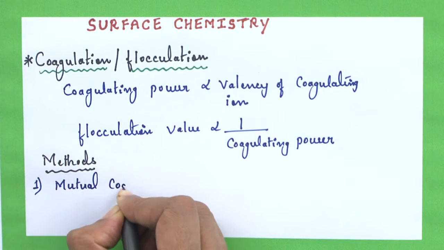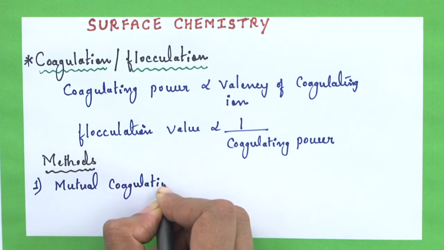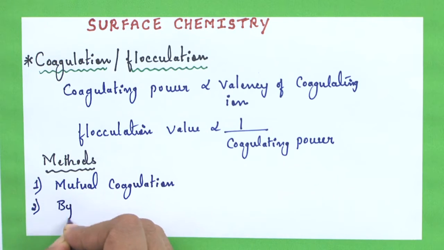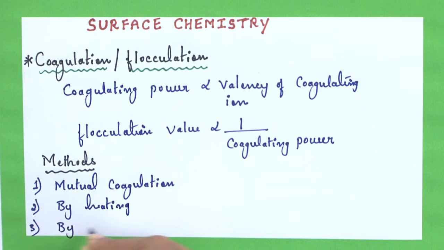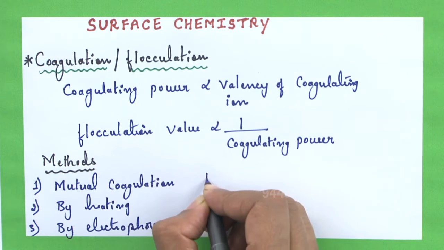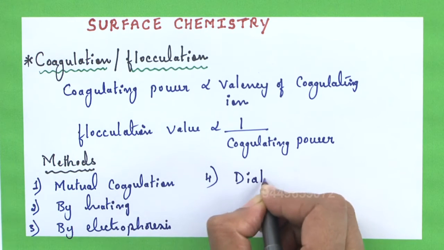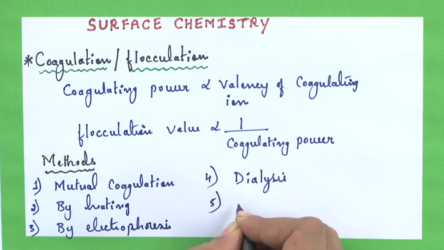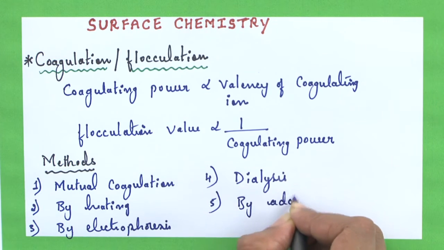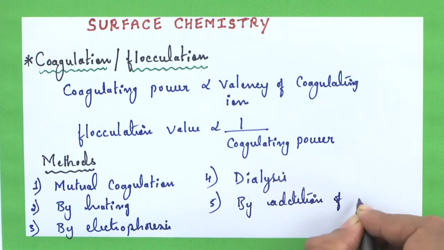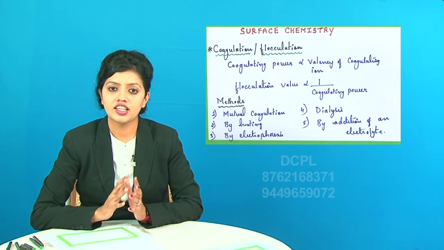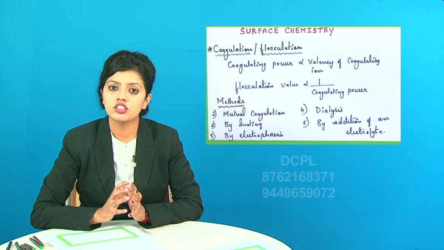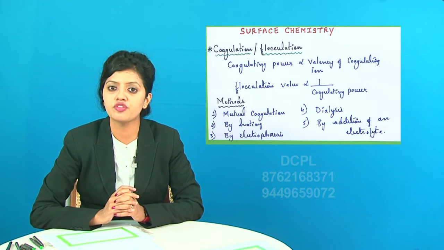First one, mutual coagulation; second one, by heating or boiling; third one, by electrophoresis or repeated dialysis; a very important one, by the addition of a strong electrolyte. Now let us take up the last one and see how the coagulation can be brought about by the addition of an electrolyte.